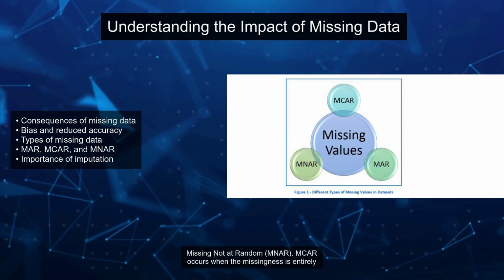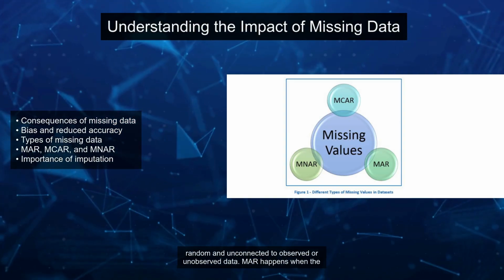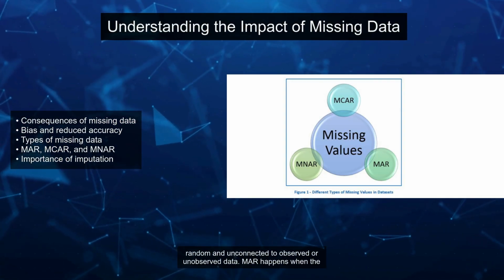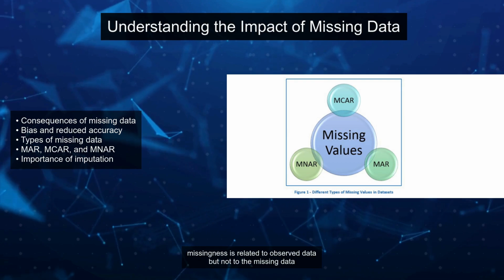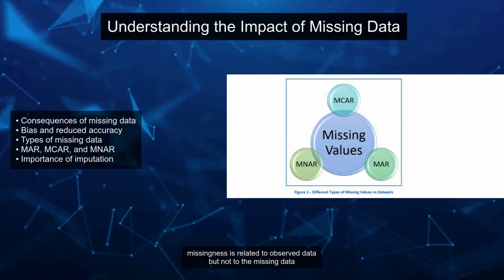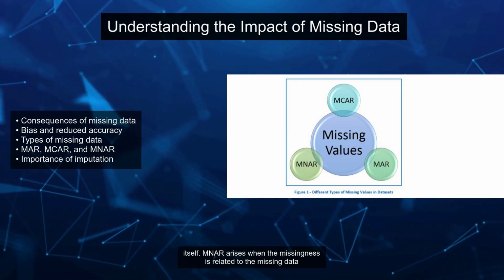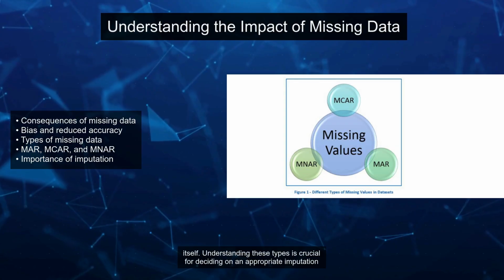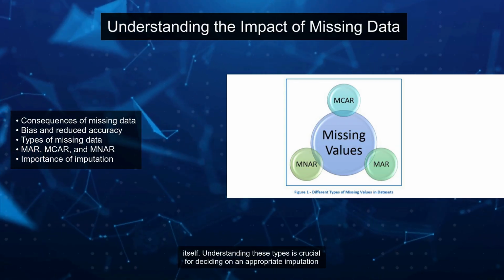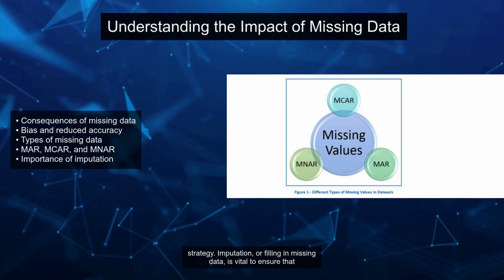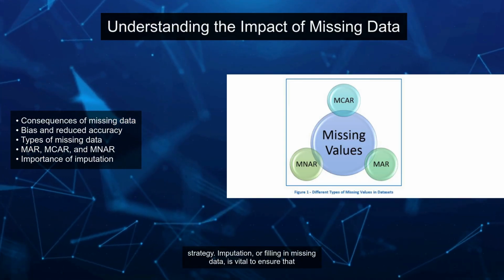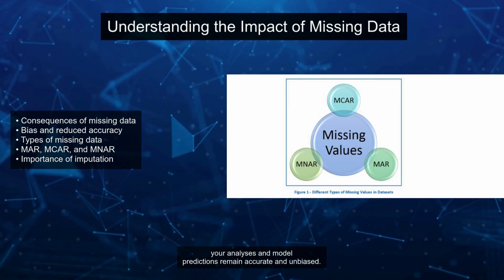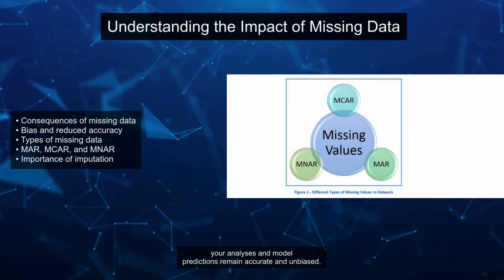at random, MNAR. MCAR occurs when the missingness is entirely random and unconnected to observed or unobserved data. MAR happens when the missingness is related to observed data but not to the missing data itself. MNAR arises when the missingness is related to the missing data itself. Understanding these types is crucial for deciding on an appropriate imputation strategy. Imputation, or filling in missing data, is vital to ensure that your analyses and model predictions remain accurate and unbiased.